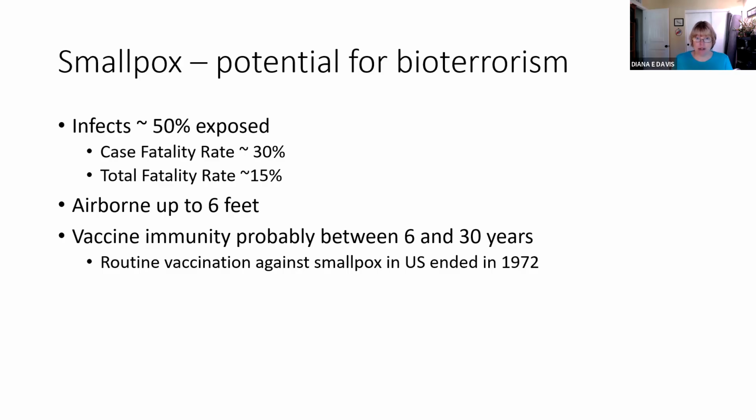Smallpox is airborne up to at least 6 feet. Vaccine immunity, we have no idea how long this vaccine lasts. The estimates range between 6 and 30 years. So that's a very long range. Routine vaccination against smallpox in the US ended in 1972. So that's more than 30 years ago. So even those of us who got vaccinated for smallpox, unless you're in the military and you've gotten it recently, yeah, there's hardly anybody immune at this point.